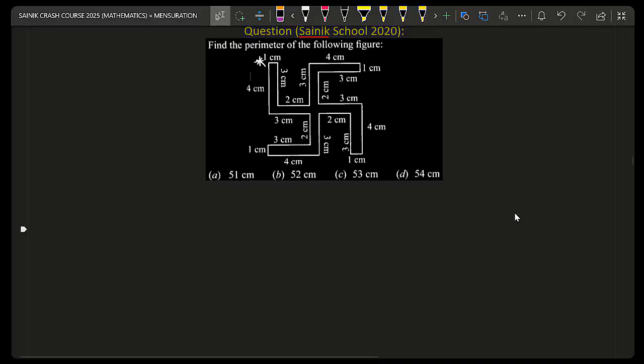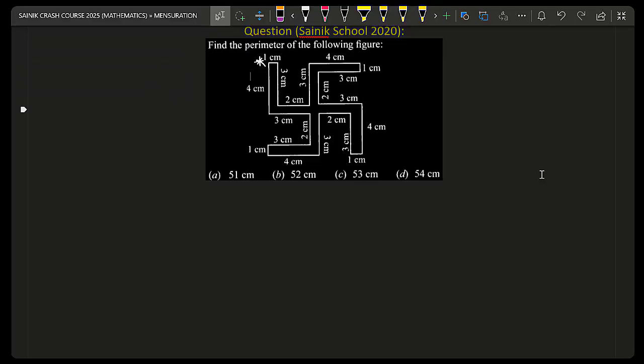Yes, Sharath, did you identify any pattern in this figure? Sharath? Sharath, are you there? Sharath, no response. Sriyansh? Sriyansh, is there any pattern you identified?